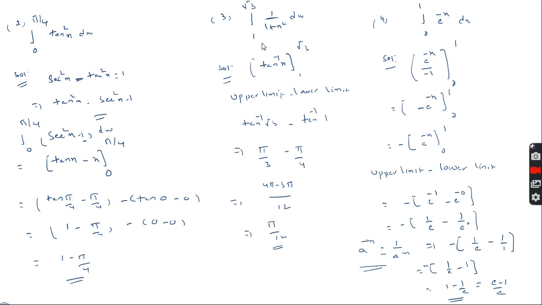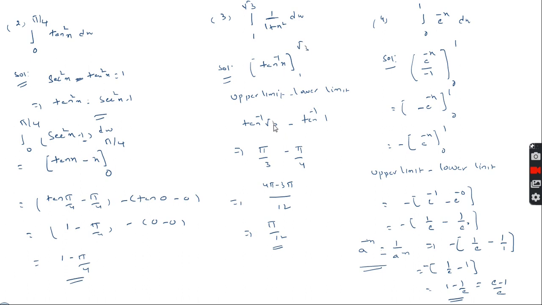And the next problem is the integral from 1 to root 3 of 1 by 1 plus x square dx. For that, the integration of 1 by 1 plus x square is nothing but tan inverse x. The lower limit is 1 and the upper limit is root 3. So we need upper limit minus lower limit. What is the upper limit? The upper limit is root 3. Substitute x equal to root 3 here.